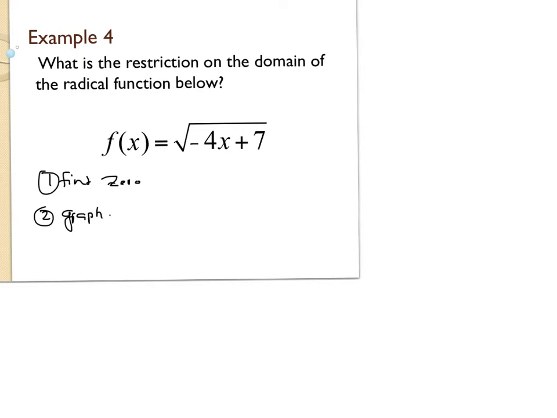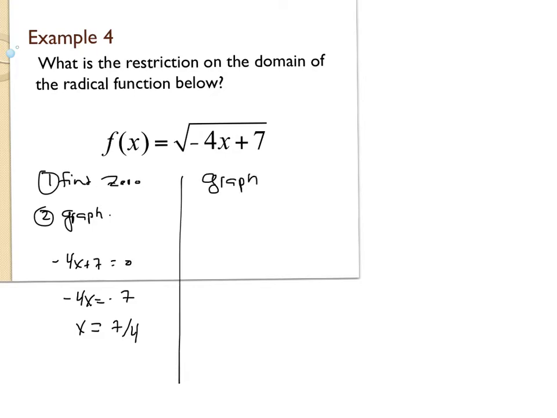And first step is we're going to go ahead and find the zero. So I'm going to just do what's inside the radical. So I set the negative 4x plus 7 equal to 0 and I solve. So negative 4x is equal to negative 7. x is equal to 7/4. So that's my zero. So the next thing I'm going to do is I'm going to graph it. So this is my first step. This is my second step. Okay. So these are the things that I need to do, and I'm going to graph it.